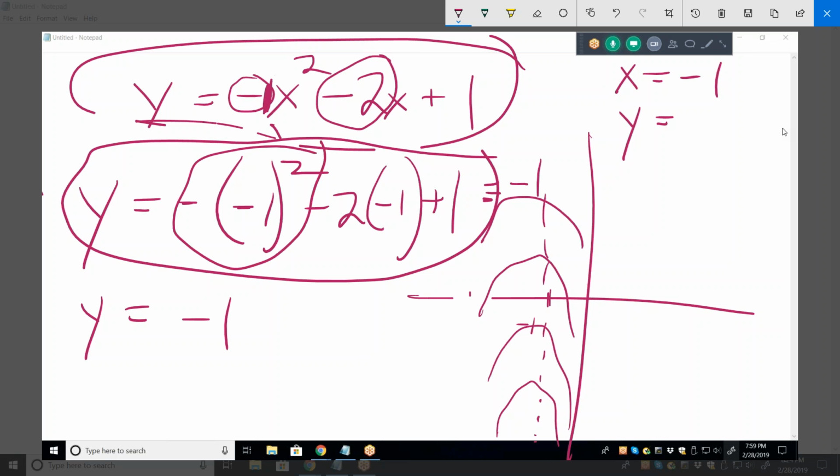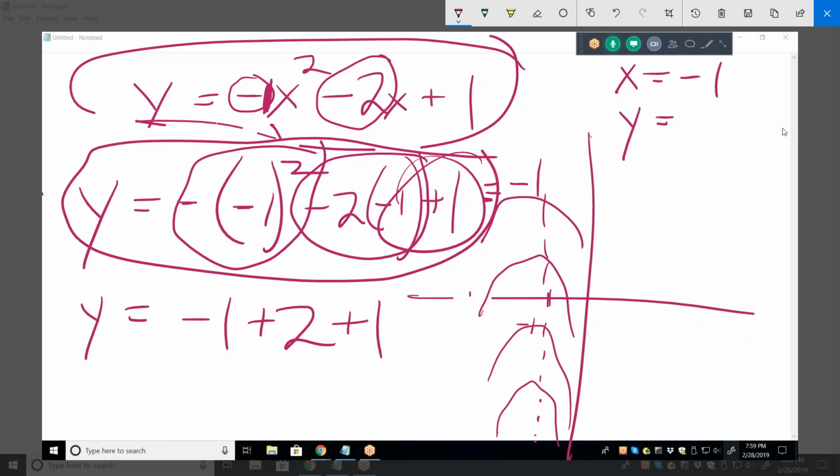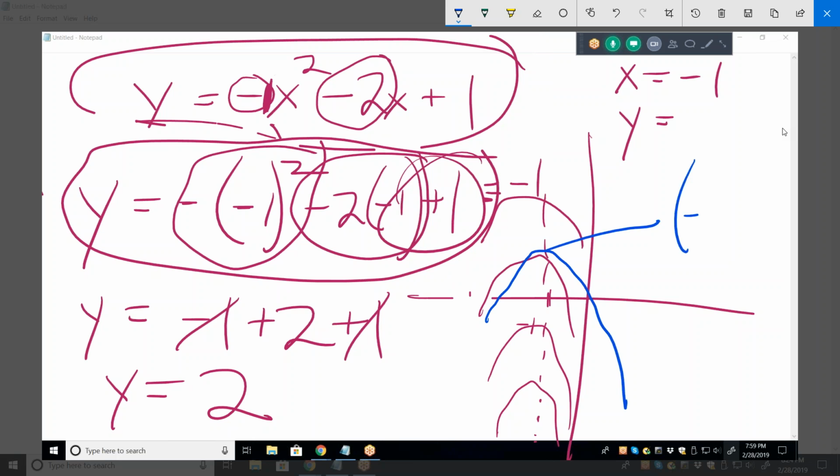What's this become? That would be a positive 2. Good. And then we got that plus 1. Well, that cancels with that. So y equals 2, which means we're dealing with this parabola right there, where that point is minus 1 comma 2. In other words, we have found the vertex.